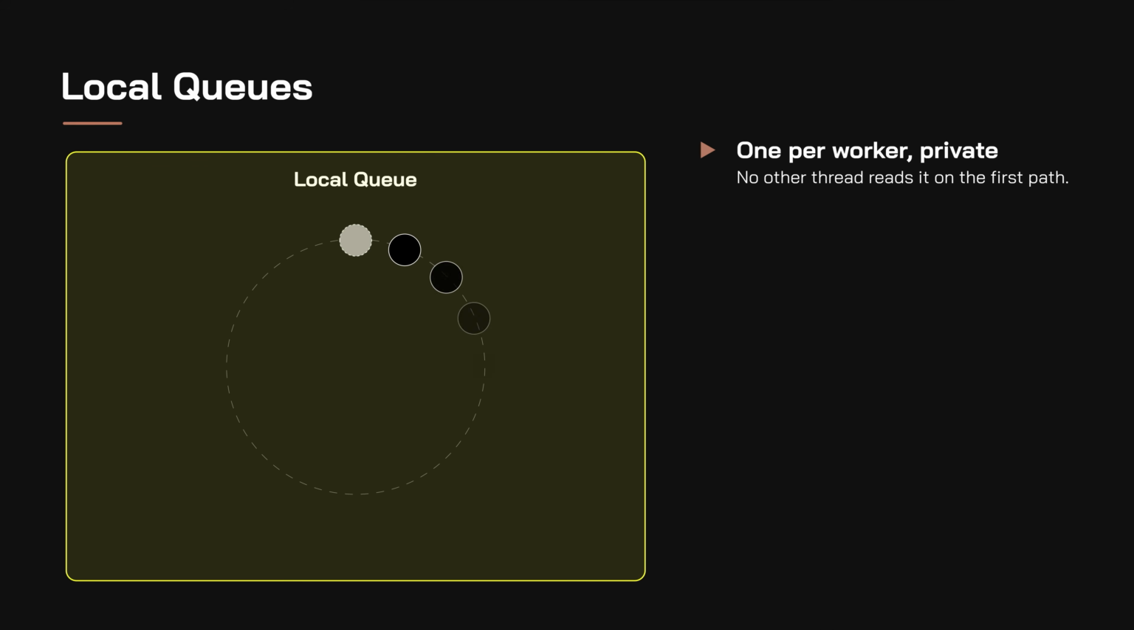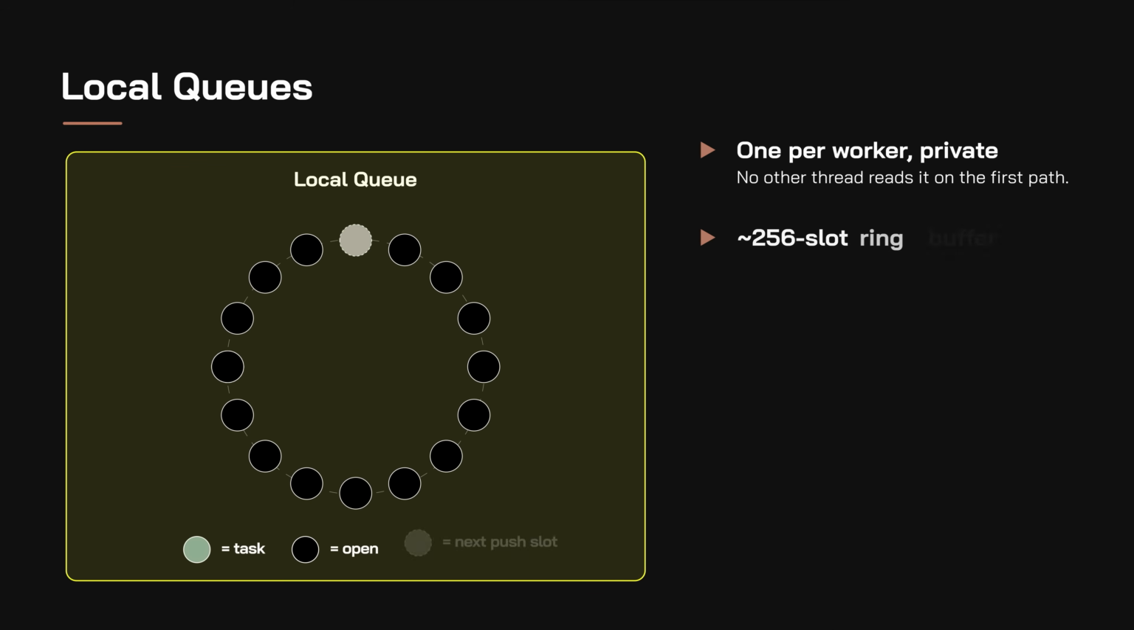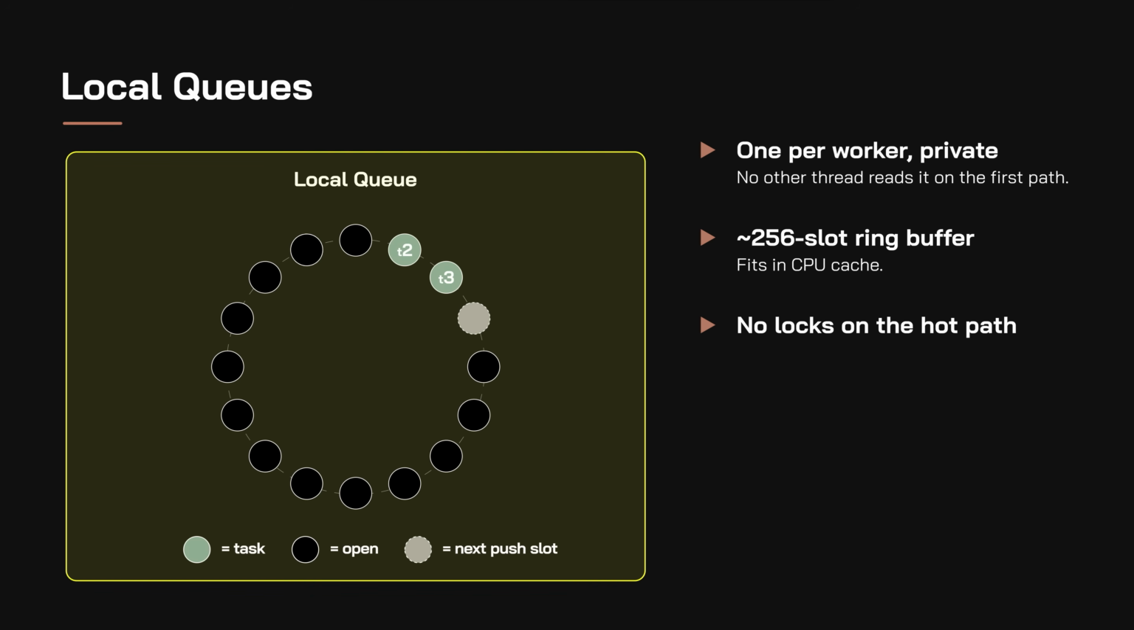Tokio local queues use an interesting data structure called a ring buffer. It's around 256 slots, which is small on purpose so it fits in CPU cache. When a worker thread pulls its next task, the queue head is almost always already hot in L1 cache for very fast access. And the great thing is, there are no locks necessary on the hot path when picking up a new task. A worker thread pulls from its own local queue without requiring a mutex. That lock-free work-stealing design is a big part of how Tokio achieves high performance.